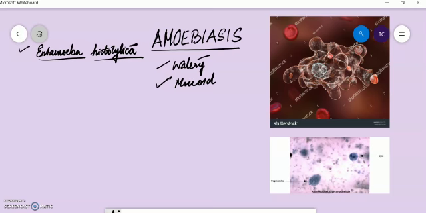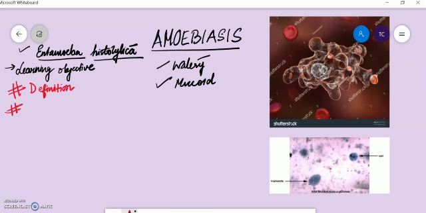Now I will move on to the learning objective of this class. Whenever we are studying anything, we should know why we are studying it. First, you need to know the definition. That is very obvious.